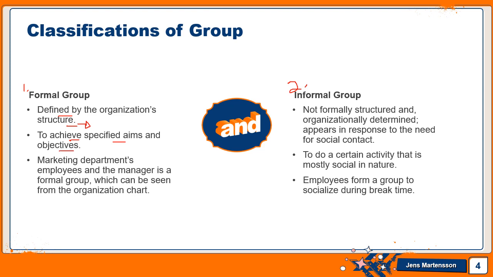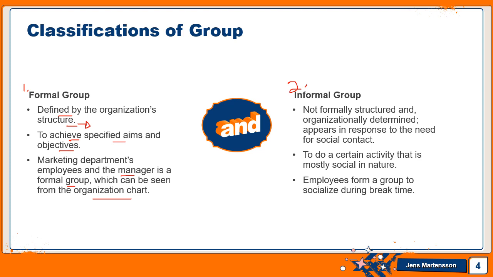So formal group has some goals to be achieved, and their goals are the common goals or the same goals to achieve. So the example given for formal group is the marketing department's employees and also the manager. They are a part of the formal group, which we can see this group on the organization chart. So formal group is actually a group that is determined by the organization, and they consist of a manager and a few employees, and they have their own specific goals to be achieved.